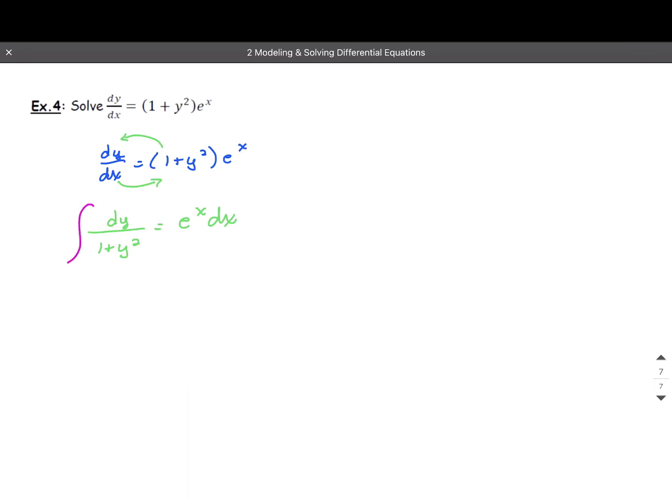Now I'm going to integrate both sides. Do you remember your antiderivatives? The antiderivative of 1 over 1 plus y squared is tan inverse of y, equals the antiderivative of e to the x, which is e to the x plus a constant. And we have solved our differential equation.